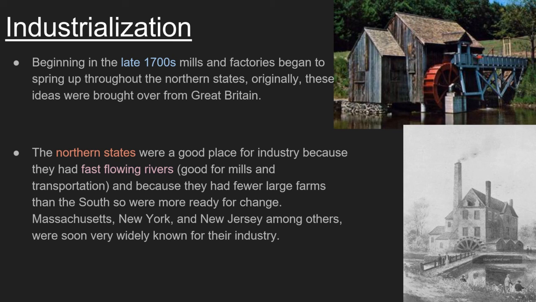The northern states were a good place for industry because they had fast-flowing rivers. You see on the upper right and the lower right, actually, that there's mills here that are turned when the water flows, and this can generate power. And these fast-flowing rivers were obviously good for transportation. They also had fewer large farms than the South, so they were more capable of doing other things. So there wasn't farming as much, but there was more industry. Some places like Massachusetts, New York, New Jersey, and other places in the North very soon became widely known for their industry.